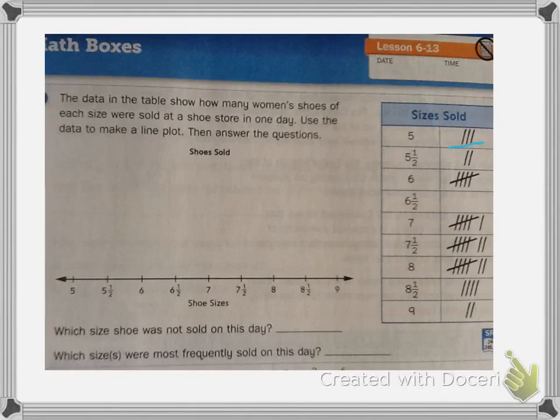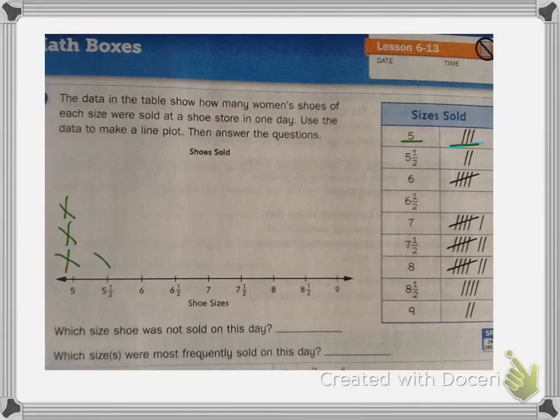Number 1 says the data in the table shows how many women's shoes of each size were sold at a shoe store in one day. Use the data to make a line plot. So if we look here, size 5, there were 3 sold. So we do 3 X's on our line plot.